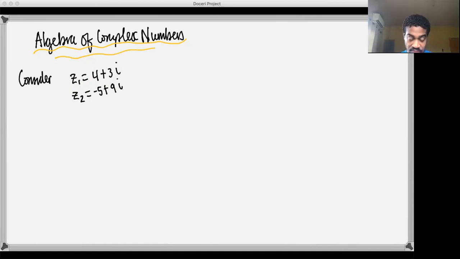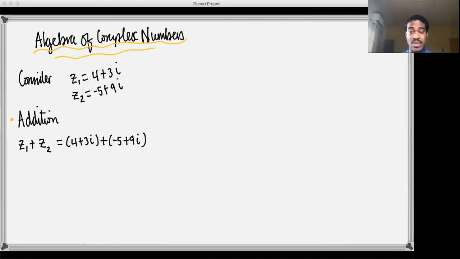Let's look at the first thing, which is the addition of these two complex numbers. If we wanted to add Z1 to Z2, we will set it up like this. You have Z1 plus Z2, and then you replace Z1 with its complex number, 4 plus 3i, and Z2 with its complex number, negative 5 plus 9i. So this is what we will get here.